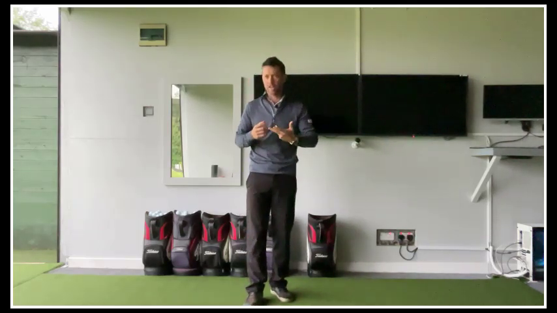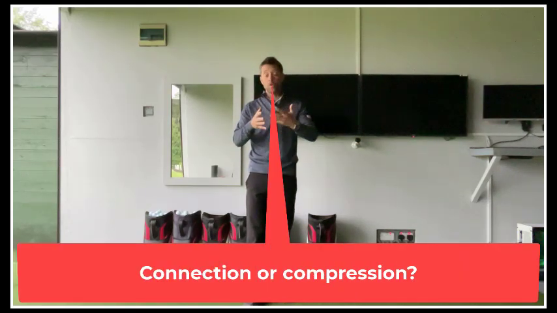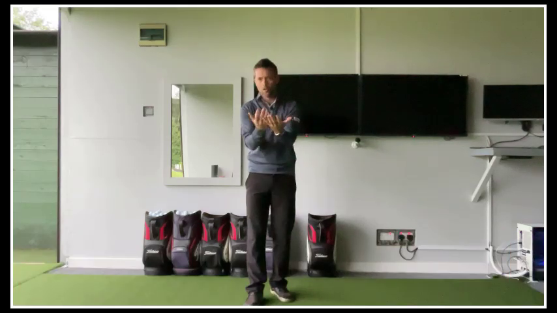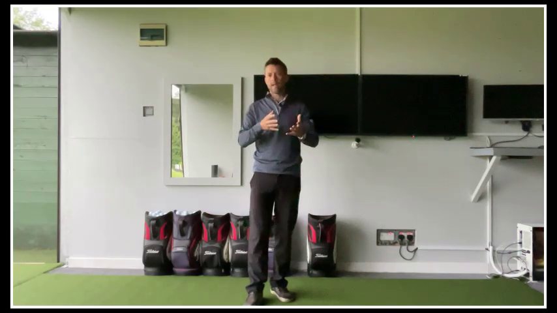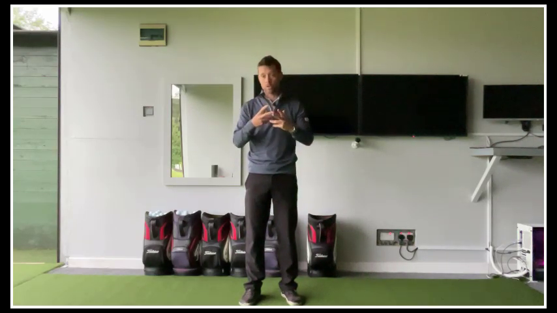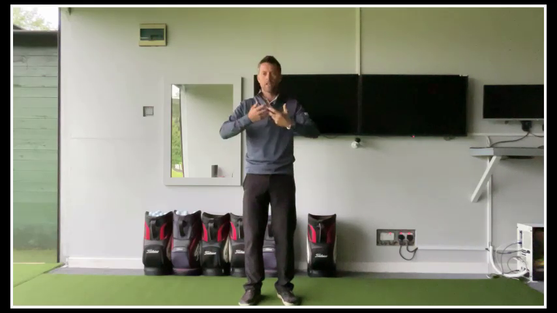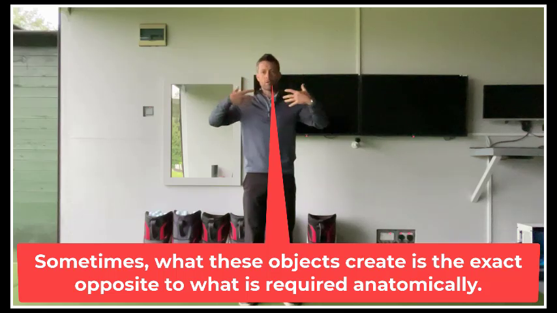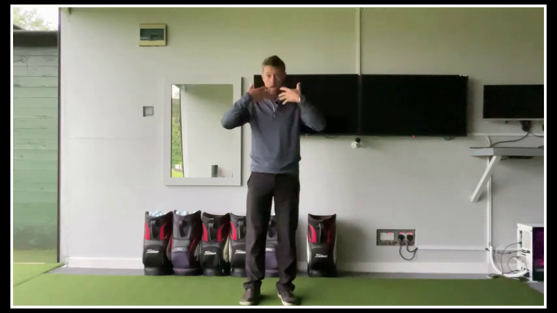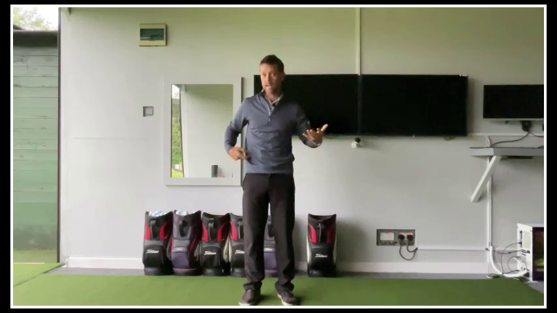So that threads into the idea of connection versus compression. Often we start using these devices, armpits, forearms, rib cage, but what they actually encourage is not connection through the arms and the rib cage, it's more compression. We get very compressed, very squeezed, very jammed, which is the absolute opposite to what we're trying to encourage in the idea of decompression: width through the rib cage, length through the neck, so a long neck, wide rib cage, wide arms in some ways. That truly is how we define connection anatomically.